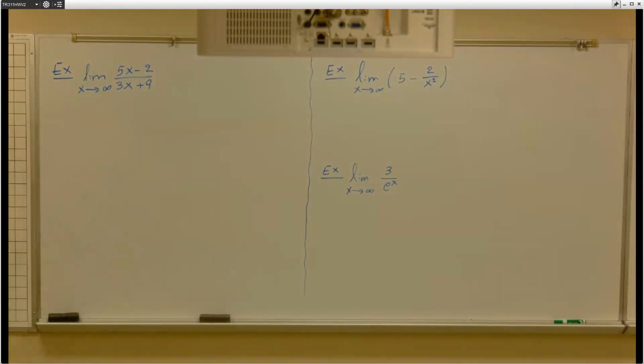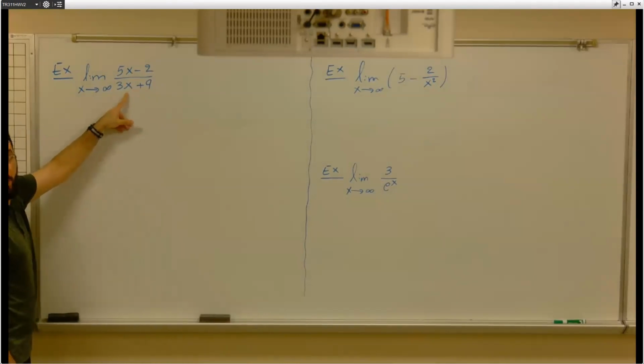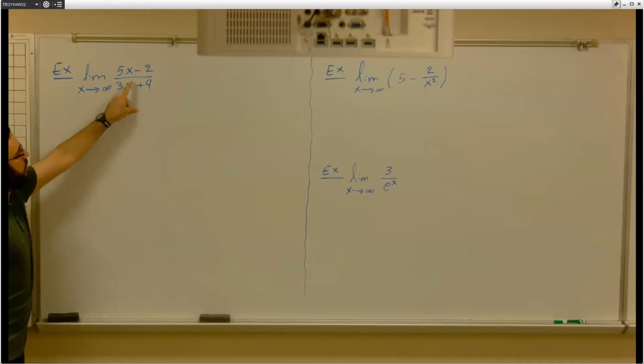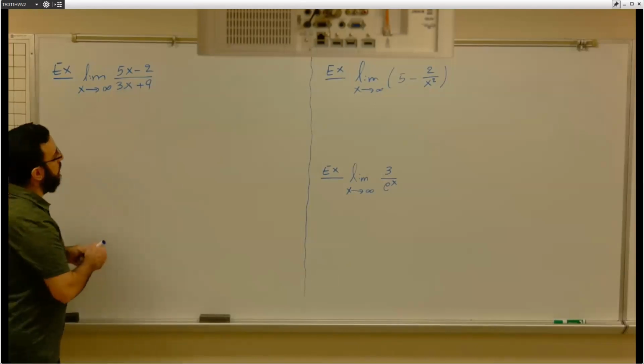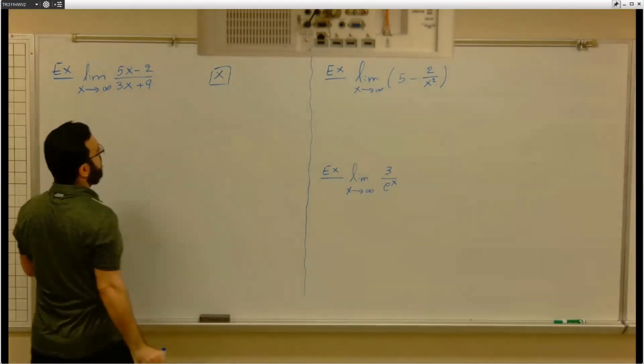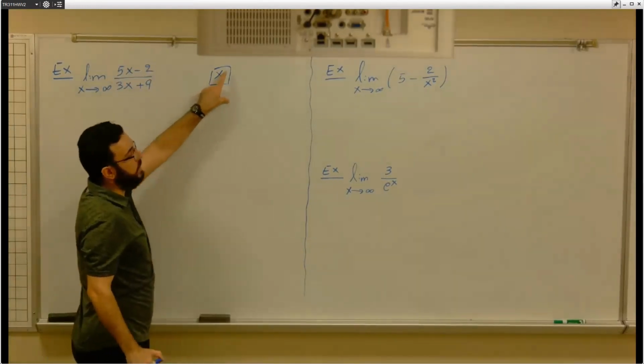Always when you see an example like this one, a rational function with a polynomial on the top and a polynomial on the bottom, write this down as a note. Always you're going to divide everything by the highest power here on the denominator. What's the highest power here? X to the power 1. So the highest exponent is x. I'm just going to look at the whole term. That's it. I'm going to divide everything by x. If you have x squared, you're going to divide everything by x squared.